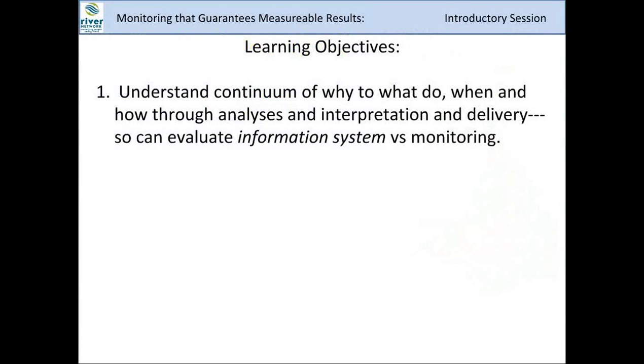All right. So in essence, we just covered this continuum of understanding your information needs, the why, and that drives the what and the when and the how, so that you're really creating an information system versus a monitoring system.